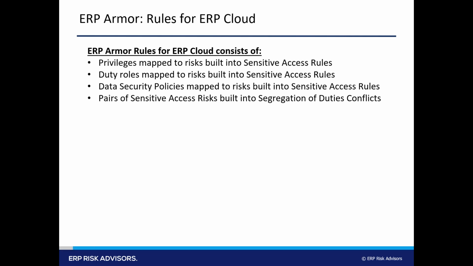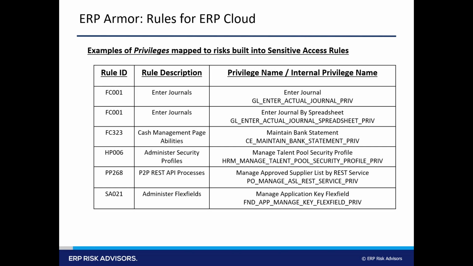And then the fourth component of rule building for access control risks is combinations of segregation of duties risks, built into SOD conflicts. So when I talked about sensitive access first, there are actually three different aspects of sensitive access that should be tested: privileges, duty roles, and data security policies, before you get into testing SOD conflicts at all.